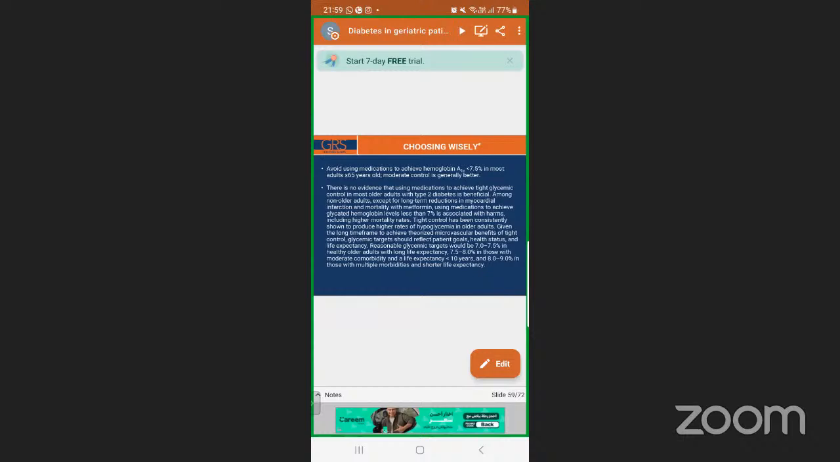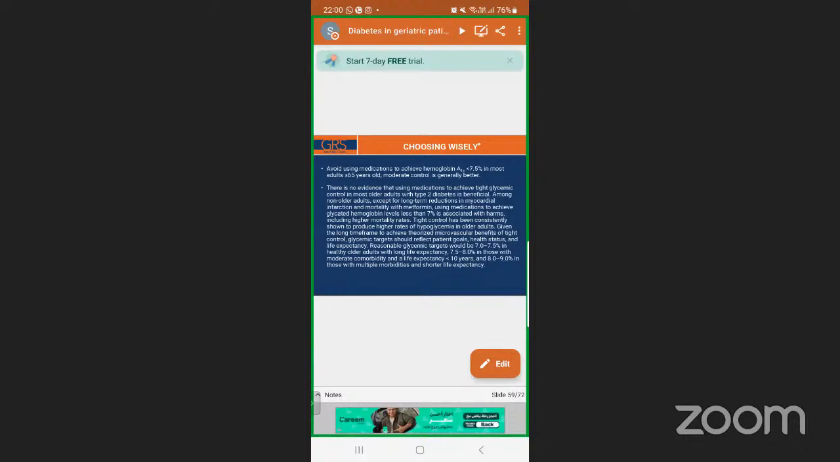These are the recommendations for geriatric diabetes mellitus based on the American Board of Internal Medicine Foundation's Choosing Wisely campaign: avoid using medications to achieve hemoglobin A1C less than 7.5% in most adults aged more than or equal to 65 years old. And moderate control is generally better.